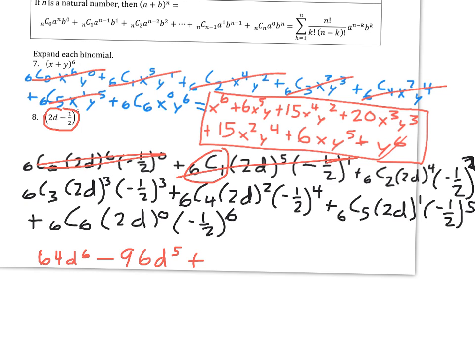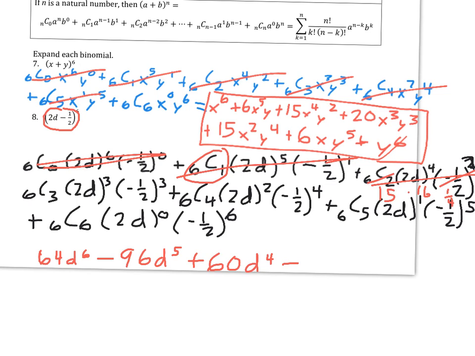6c2 is 15. 2 to the 4th. Alright, so I'm going to write this here. 6c2 is 15. 2 to the 4th is 16. But then we also want this 1/2 squared, which is 1/4. So if you multiply those three numbers together, you get 60. 60, and we know it's going to be d to the 4th. So we're done with this one, and we know the next one is going to be subtraction.